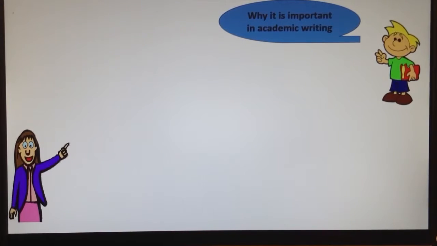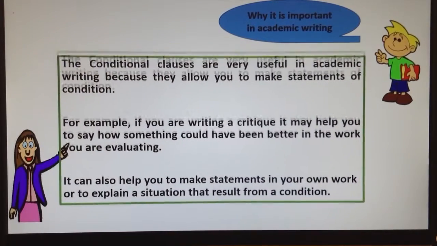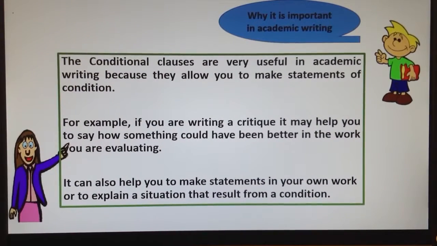Why is it important in academic writing? The conditional clauses are very useful in academic writing because they allow you to make statements of condition. For example, if you are writing a critique, it might help you to say how something could have been better in the work you are evaluating. It can also help you to make statements in your own work or to explain a situation that results from a condition.